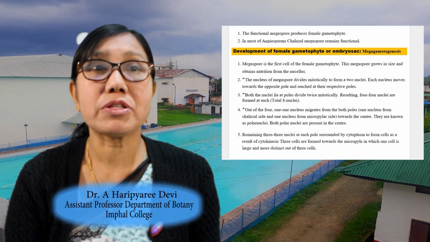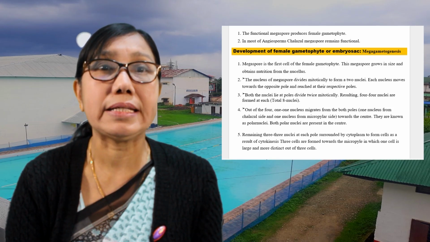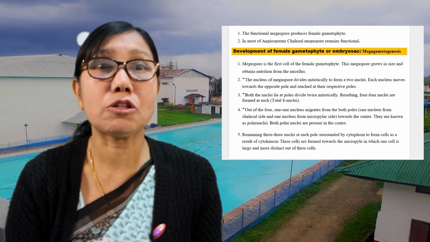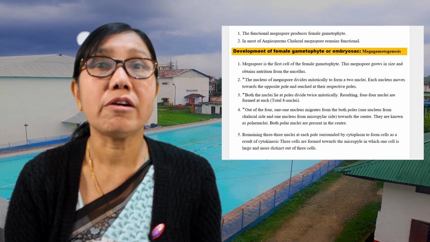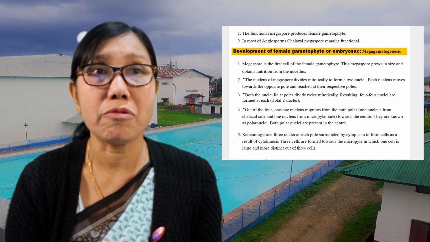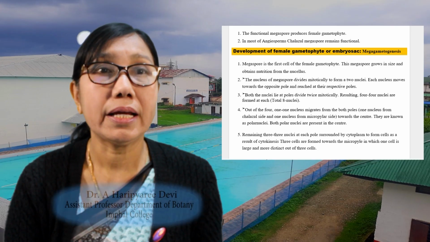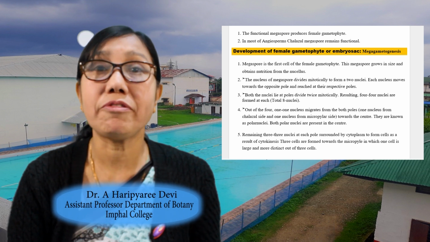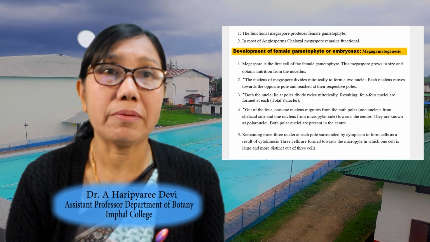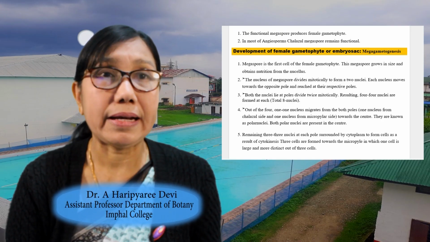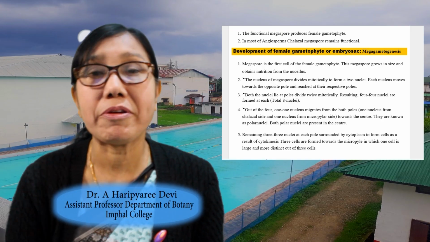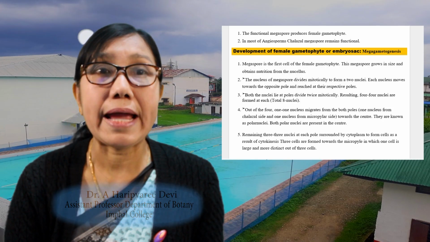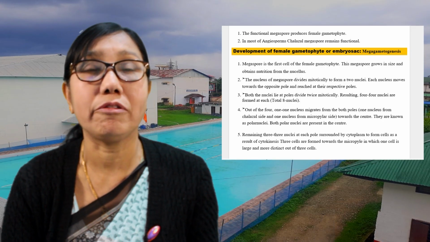Its nuclei move towards the opposite poles and rest at their respective poles. Both the nuclei lying at the poles divide twice mitotically, resulting in 4 nuclei at each pole. In total, how many? 8 nuclei. Inside the cell, there should be 8 nuclei. So in a female gametophyte or embryo sac, generally there are 8 nuclei. Other nuclei types may also be present; we will discuss it later.